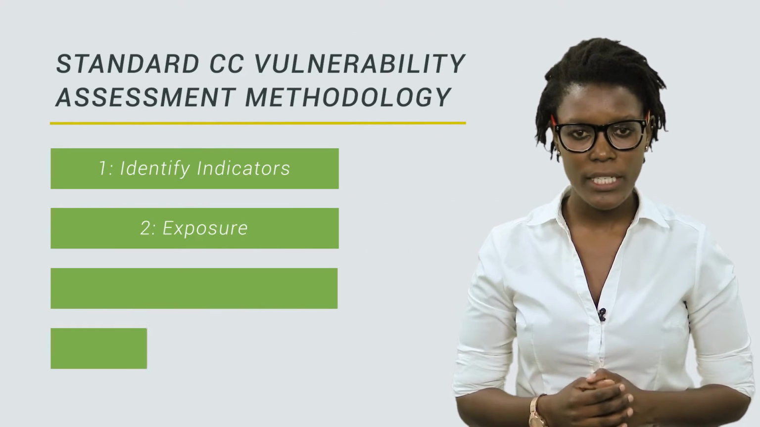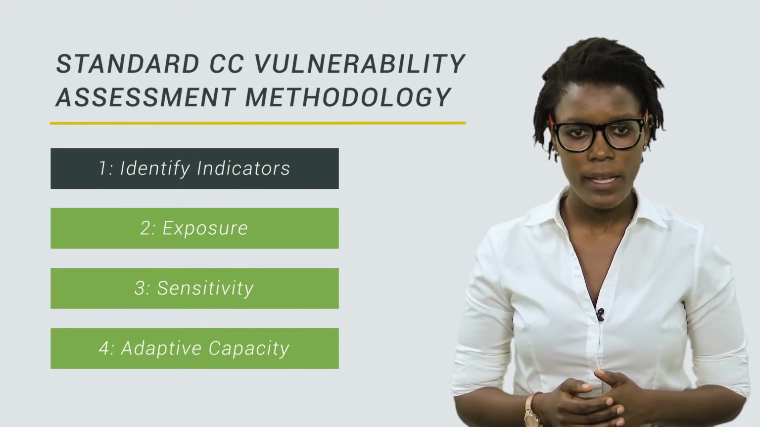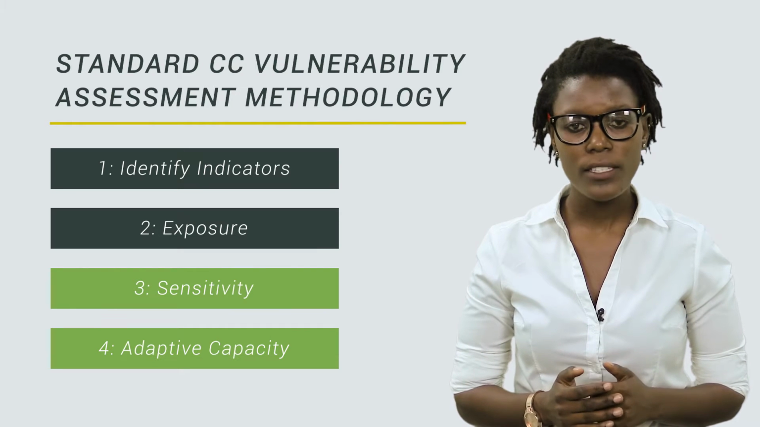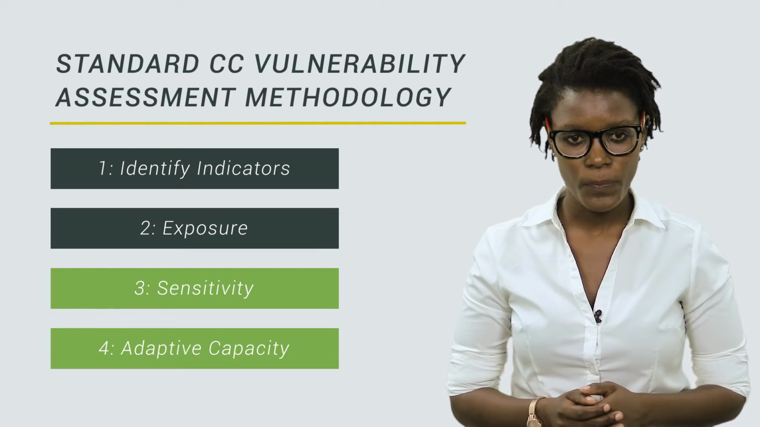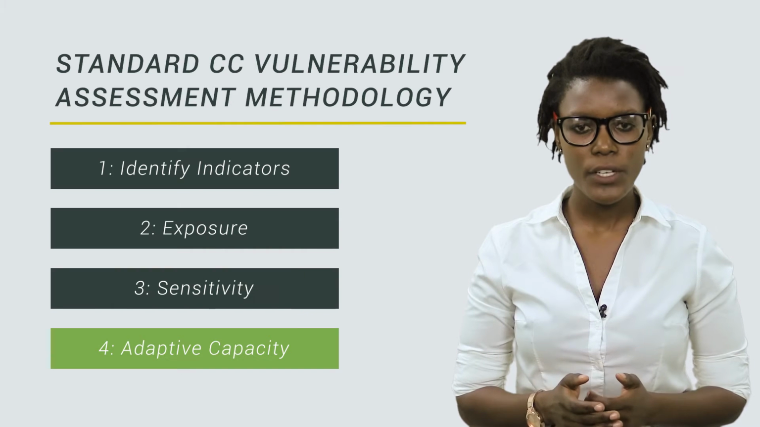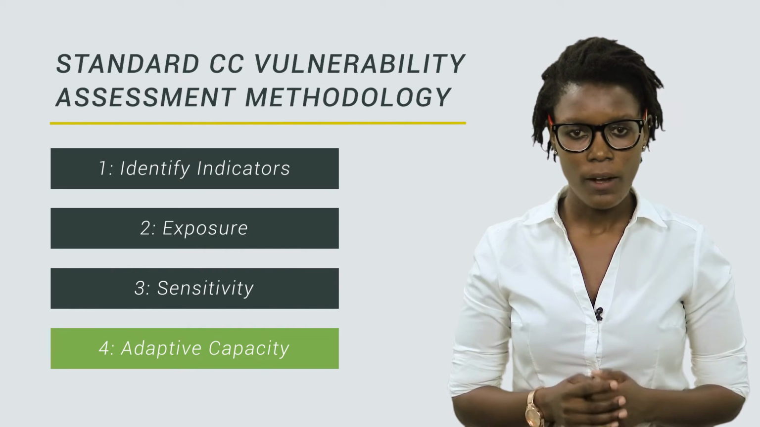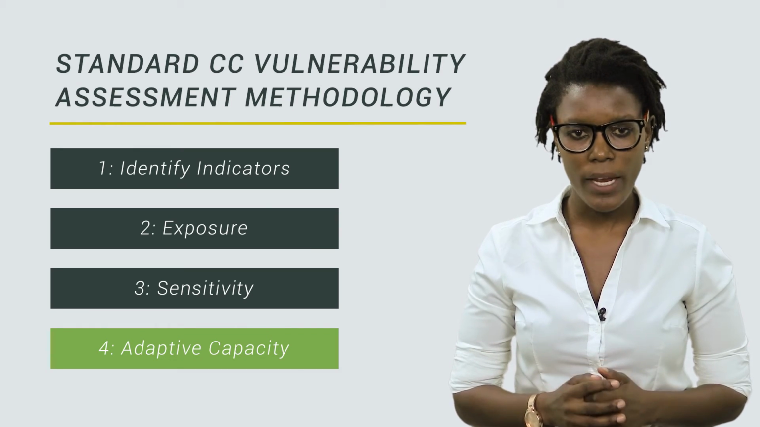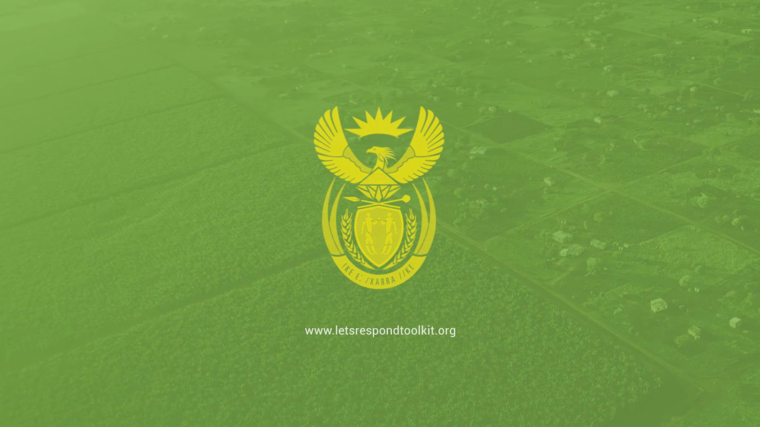You have now gone through steps 1 and 2 of the climate change vulnerability assessment. You have developed a list of climate change indicators through step 1 and have assessed whether your area will be exposed to these indicators by answering yes or no in step 2. In the next video, we move on to step 3 of the vulnerability assessment, which helps you to determine how sensitive your area is to the different climate change indicators.